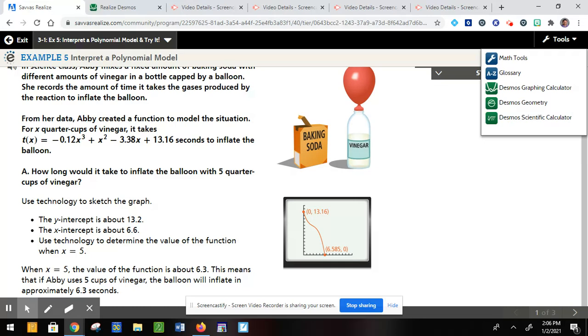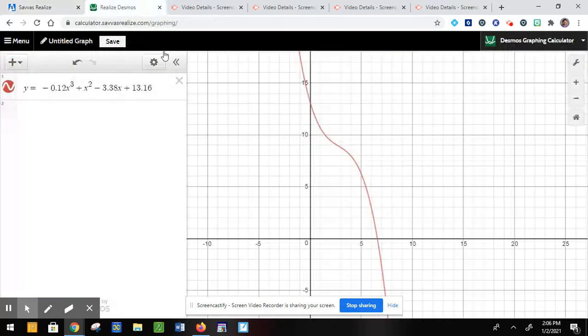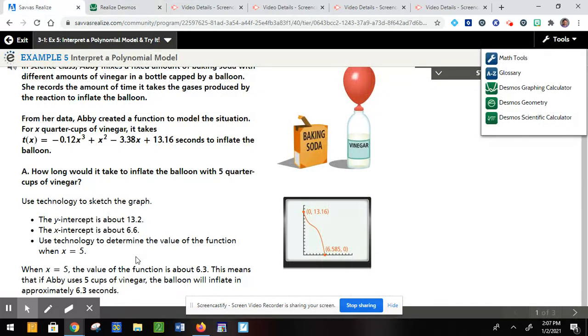So that means the x is 5, and then what's the y? So when the x is 5, let's see. We almost had it. There we go. When the x is 5, the y is 6.26. So that means when you add in 5/4 cups of vinegar, it would take 6.26 seconds for the balloon to inflate. And they are saying about 6.3, so that's what we got as well. All right, let's look at the next one.